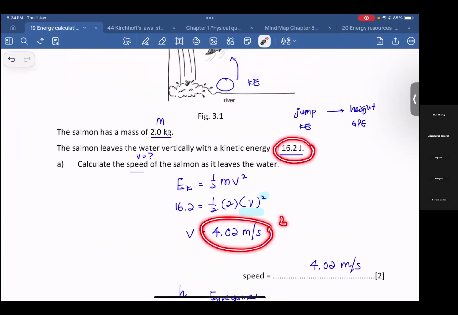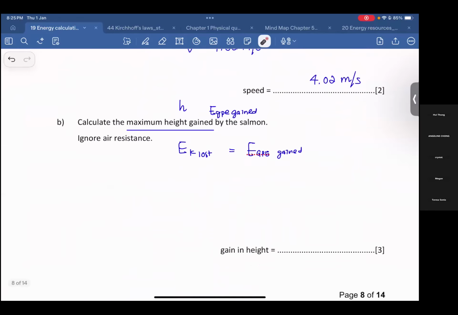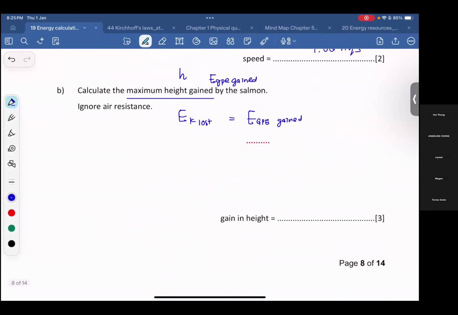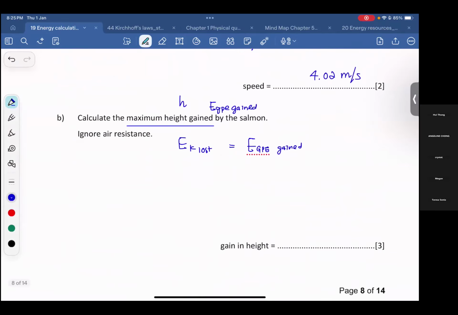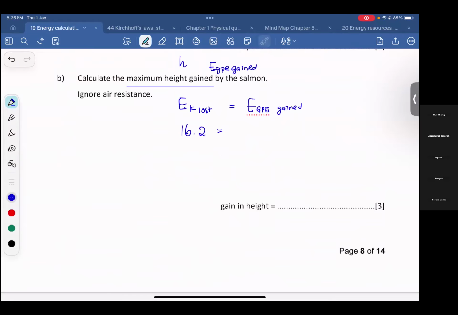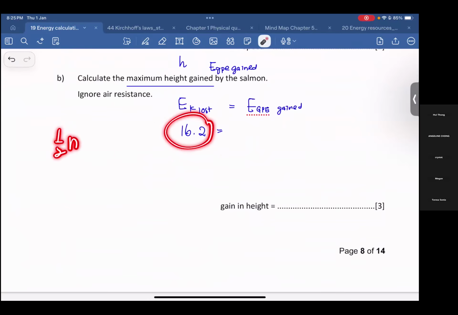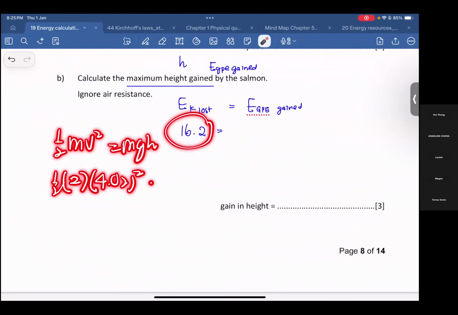For me, I straightaway use 16.2. So just now 4.02 is actually already rounded off. But if you show it clearly, it should not be a big problem. This one is 16.2, my kinetic energy. I think the difference is here. But in the exam, if you show the examiner that it equals mgh, 1 over 2, the m is 2, then v is 4.02 squared, there should be no problems, because your idea and the value that you substitute are correct.